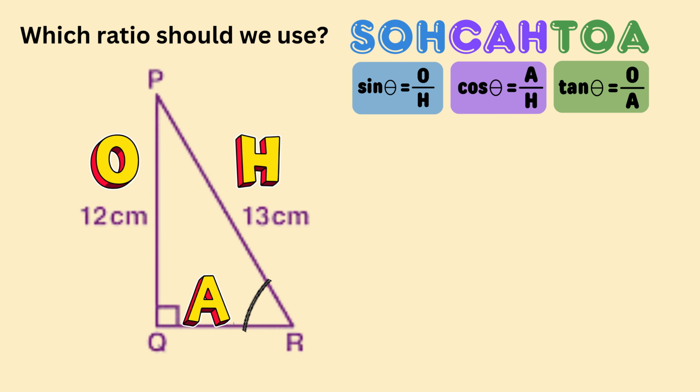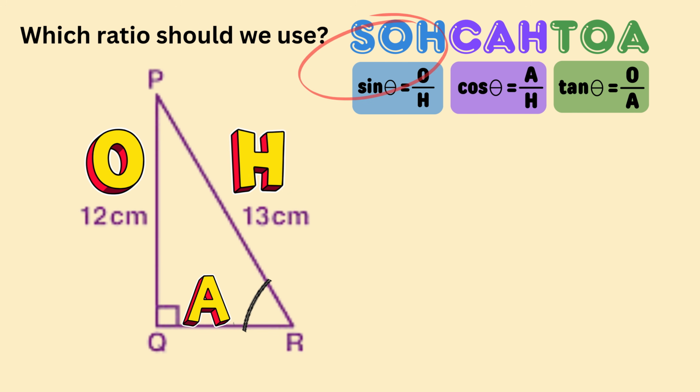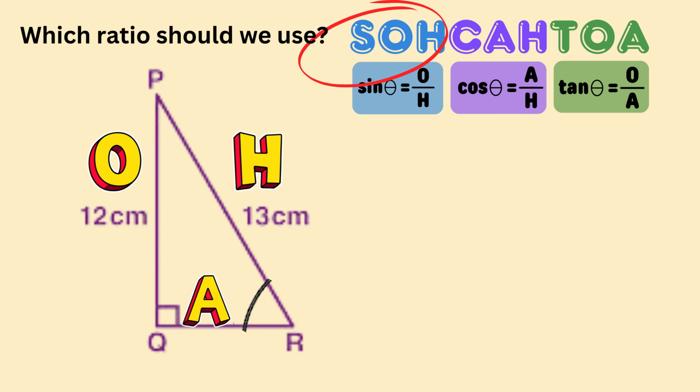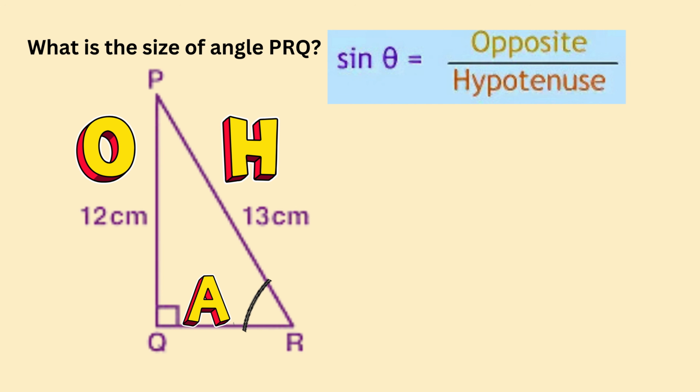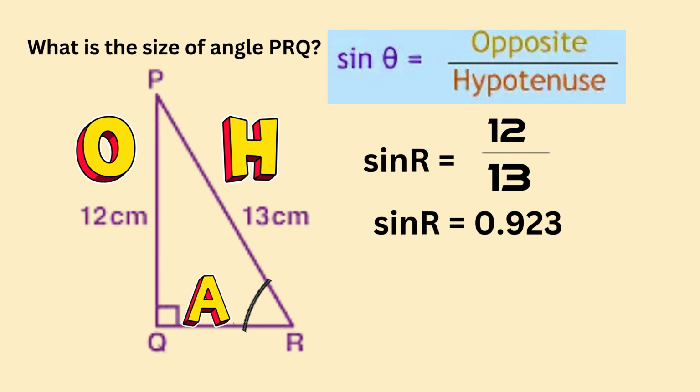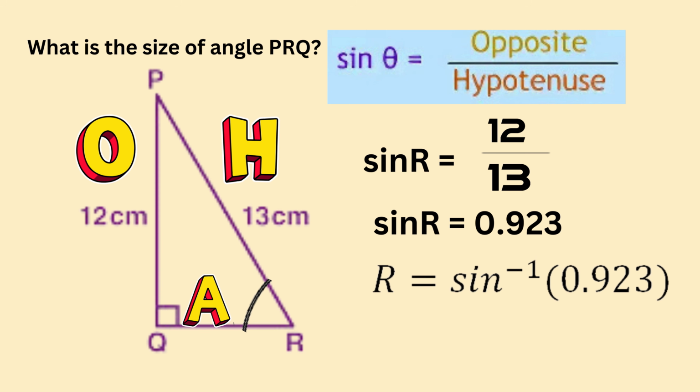Relative to angle R, we are given the opposite, O, and the hypotenuse, h. Now which ratio has O and h? You are correct, the sine ratio, which states that sine theta equals opposite over hypotenuse. The angle theta is R, O is 12, and h is 13. Hence sine R equals 12 divided by 13, which is 0.923. To find the angle R, we calculate sine inverse 0.923, which is 67.4 degrees. To do this on your calculator, press Shift, then sine, then 0.923, then the equal sign.